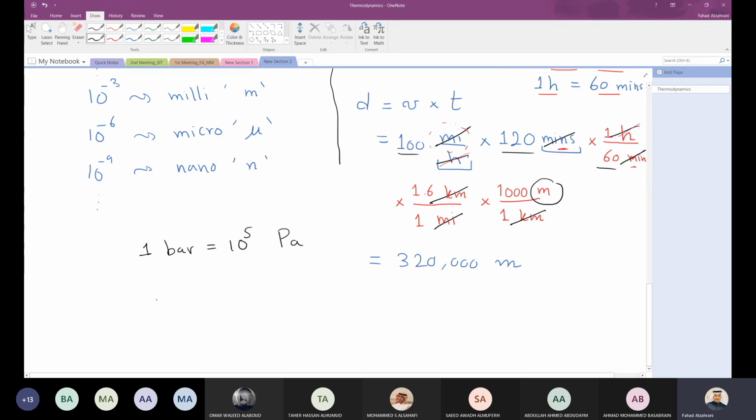So if you have, for example, 3.2 bar and I want to change it to Pascal, what do I do? I want to cancel the bar, so I put the bar here. So 1 bar is 10 to the 5 Pascal. So bar cancels bar, then you multiply this number by this factor, and so on. If you follow this procedure, I assure you that you will not have any problem with unit conversion. Just be clear.